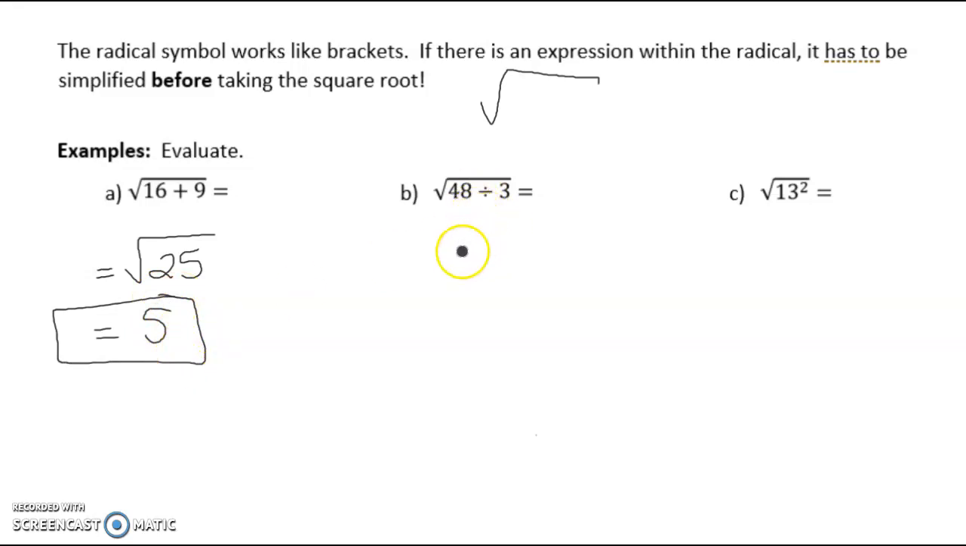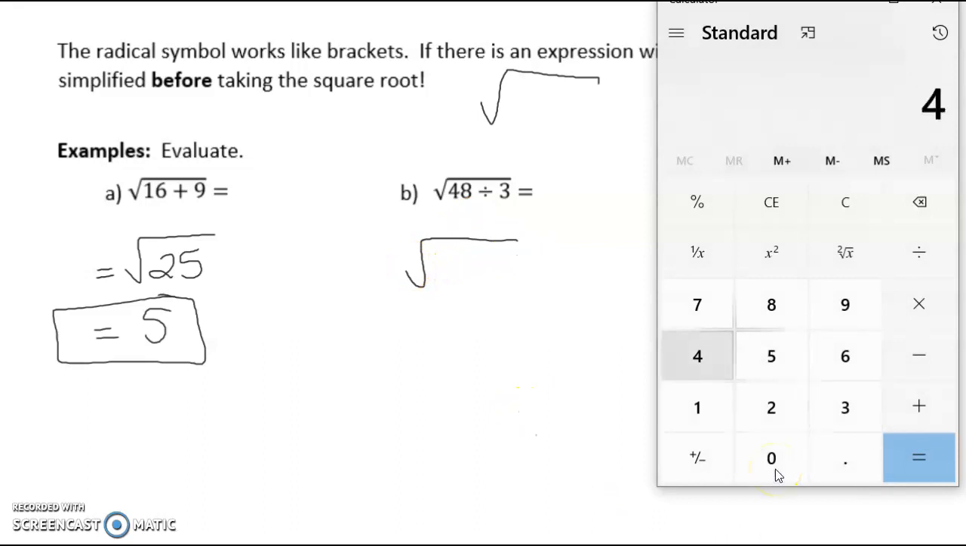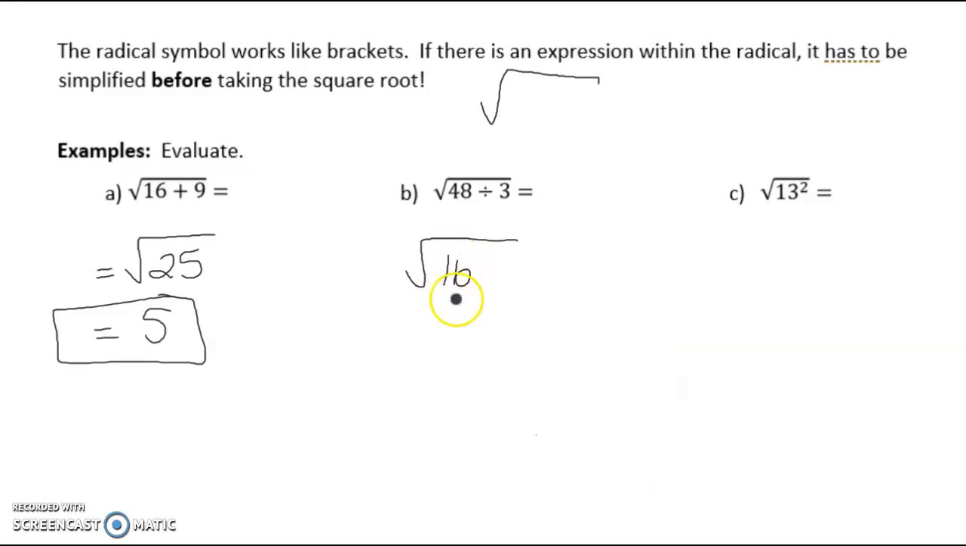Next one, we have 48 divided by 3. Well, we have to figure out what 48 divided by 3 is first. 48 divided by 3 gives us 16. Now we can do the square root of 16, and our answer is 4.